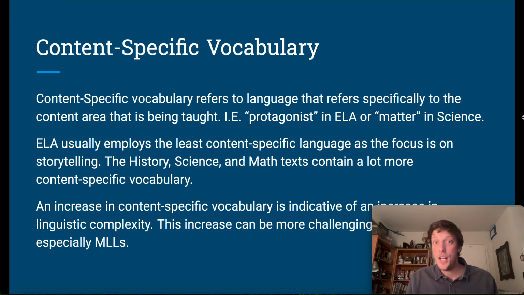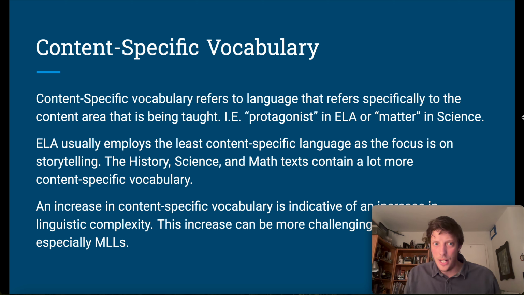The first off is content-specific vocabulary. This refers to the language that is used specifically in the content area. Some people think of these as technical terms. For example, protagonist in English language arts or matter in science. While the word protagonist is less likely to come up outside of an academic setting, a word like matter has different definitions. For example, that matters a lot to me means something very different than matter as it is applied to science. And it is important for teachers to make sure students are aware of the different contexts in which words such as matter come up.